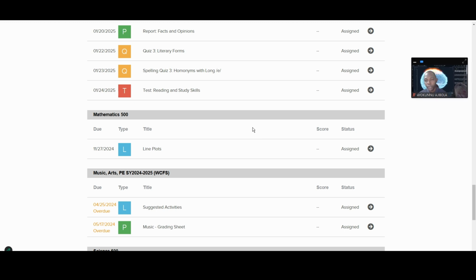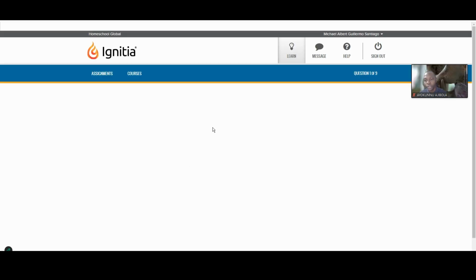The topic we'll be looking at today is line plot. We'll be looking at statistics. We have looked at how to find the mean, median, mode of a set of data. And we have also looked at how to find the range, which has to do with the biggest value minus the smallest value. That's the range, the extreme values. So let's look at today's topic, which is line plots.